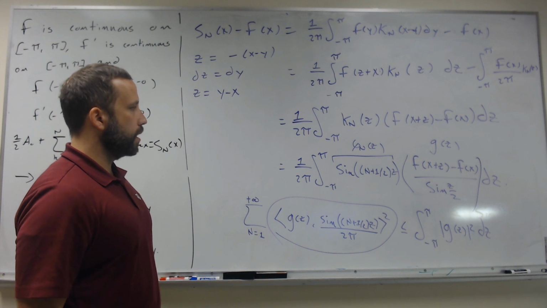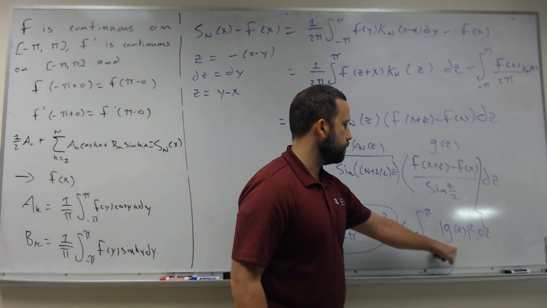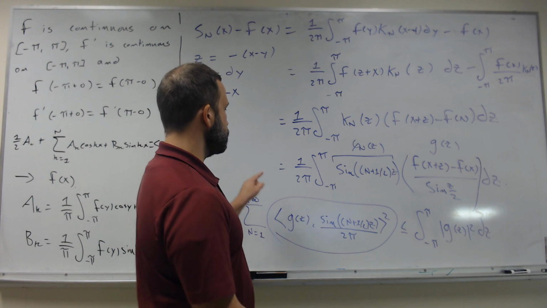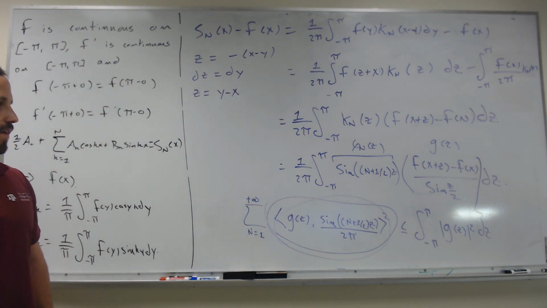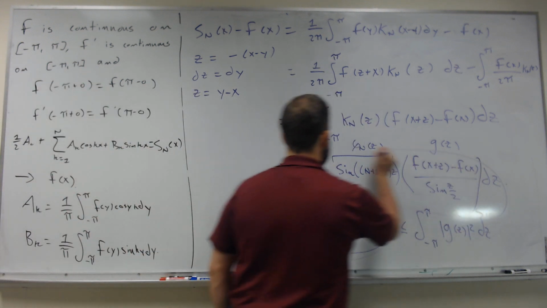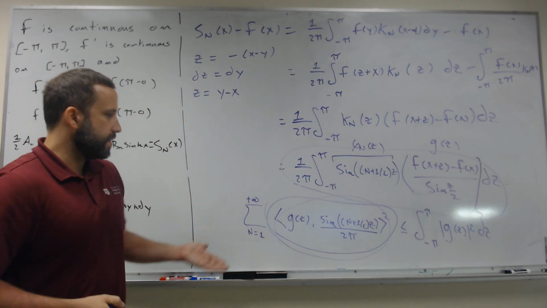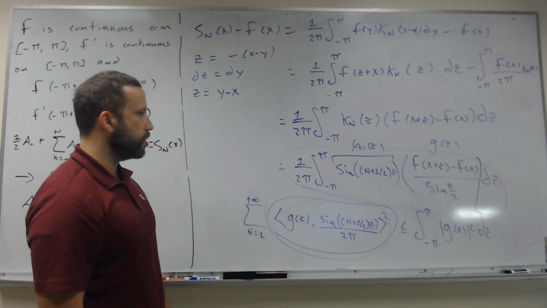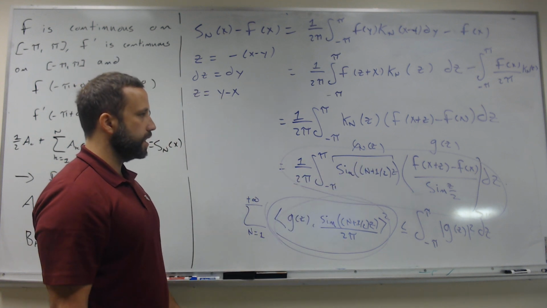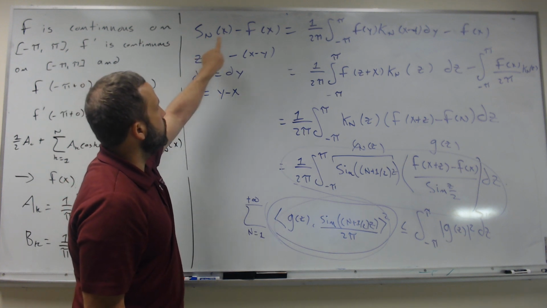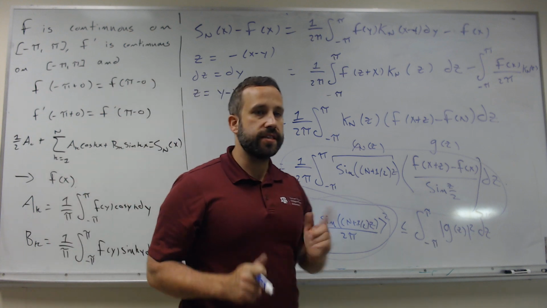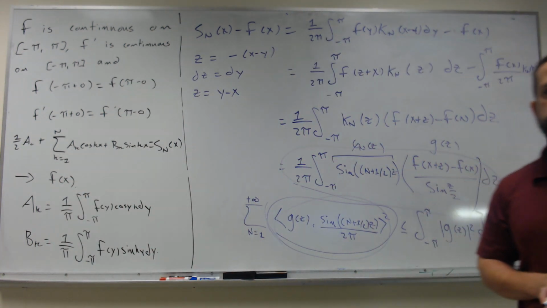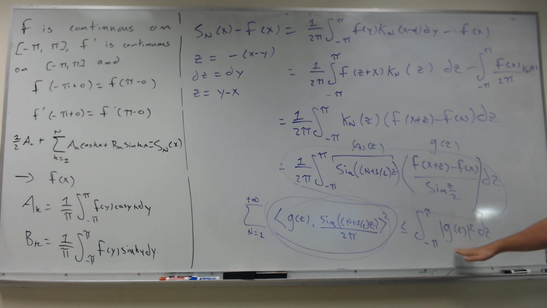So how is that going to help us? If I can show this integral is finite, what it means is that each one of these is going to 0 as n goes to infinity. But that's exactly the same as showing that integral goes to 0 as n goes to infinity. In other words, Sn of x minus f of x goes to 0 as n goes to infinity, which is exactly what we want to show. And in the next video, I'm going to show that this integral, if g is defined in this way, is finite.